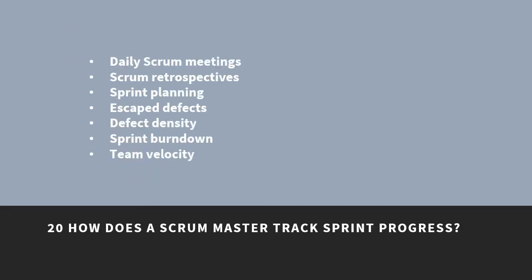How does a Scrum Master track the sprint progress? The Scrum Master tracks the sprint progress through different meetings like daily Scrum meetings, Scrum retrospectives, and sprint planning. And other processes for the tracking are escaped defects, defect density, sprint burn down, and team velocity.